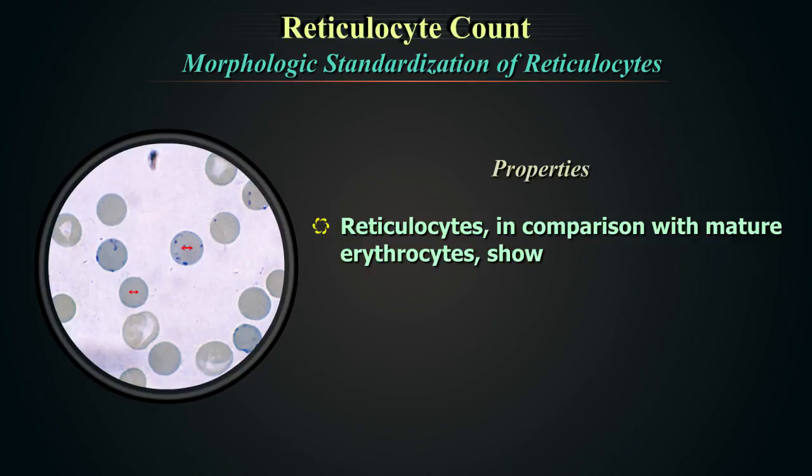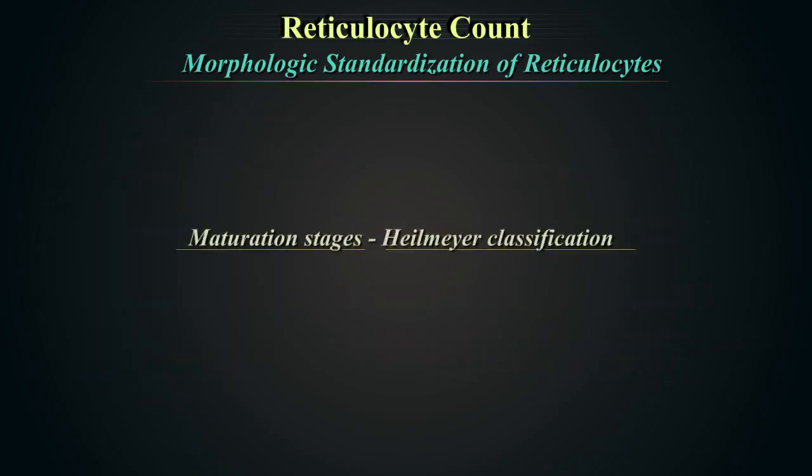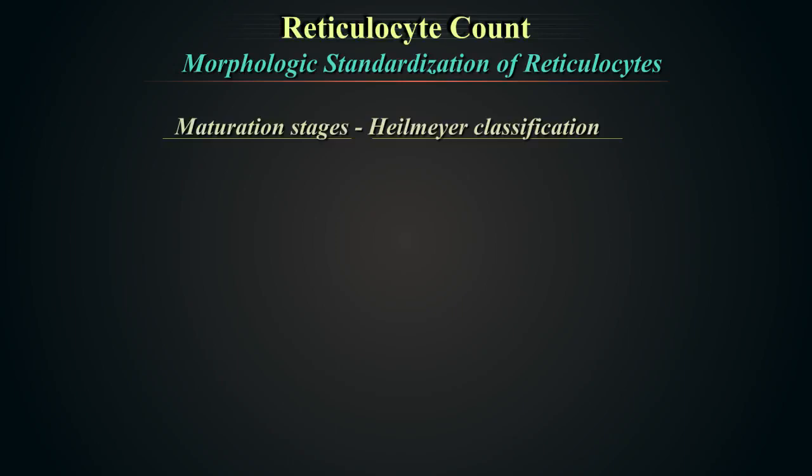Reticulocytes, in comparison with mature erythrocytes, show greater volume, approximately by 24%. Reticulum stains blue, and the cytoplasm has diffuse shades of pale greenish blue. Maturation stages of reticulocytes, according to Heilmeyer's classification, are divided into various groups.